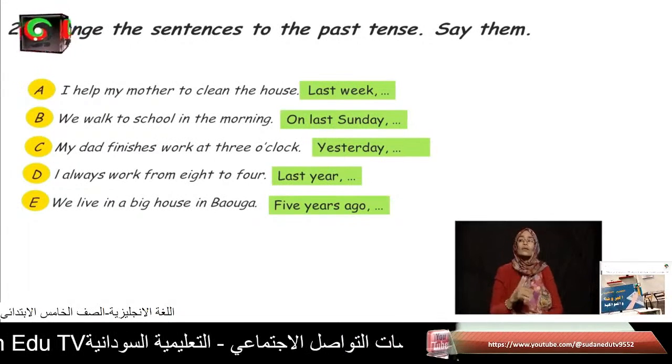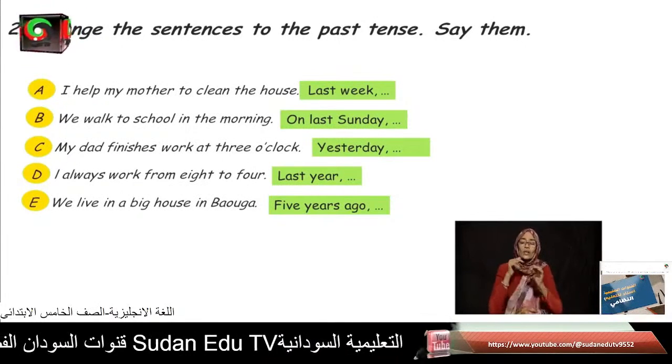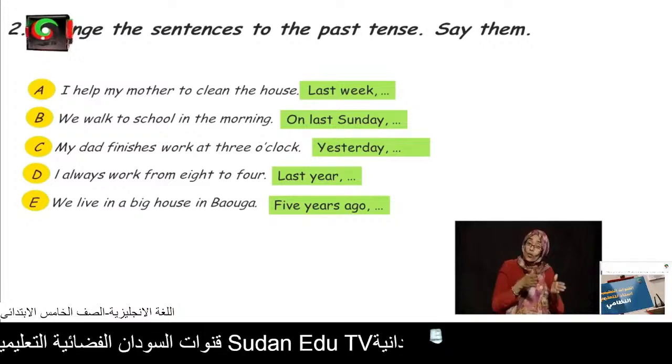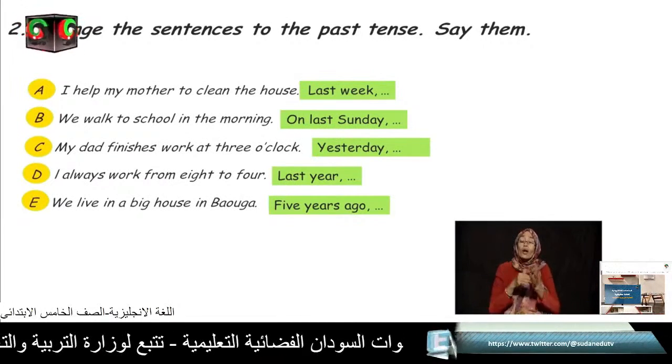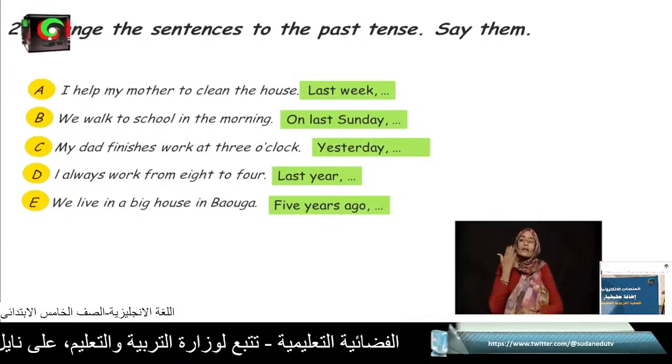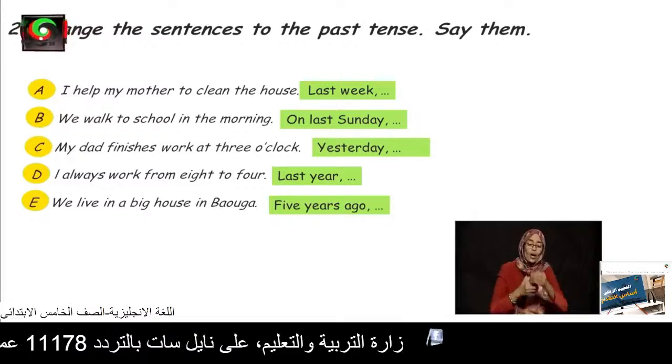Let's move to B. We walk to school in the morning. You are going to start with on last Sunday. So which verb here are you going to change into the past form? Yes, you're right, it's walk. And the past form of walk is walked.